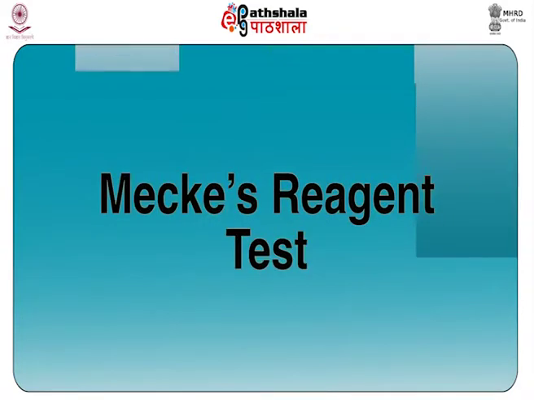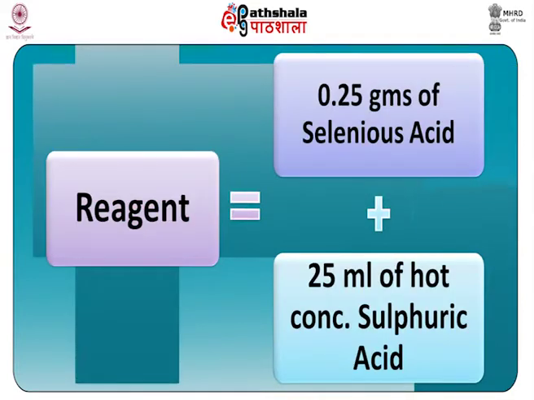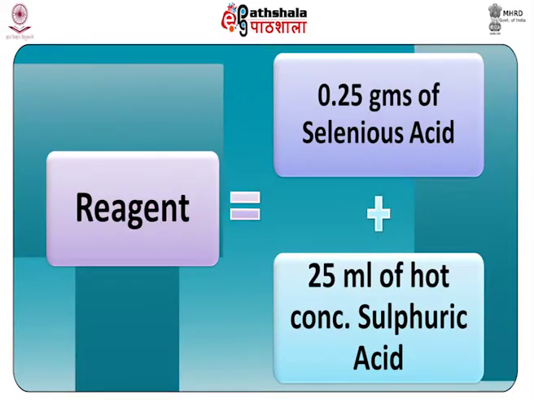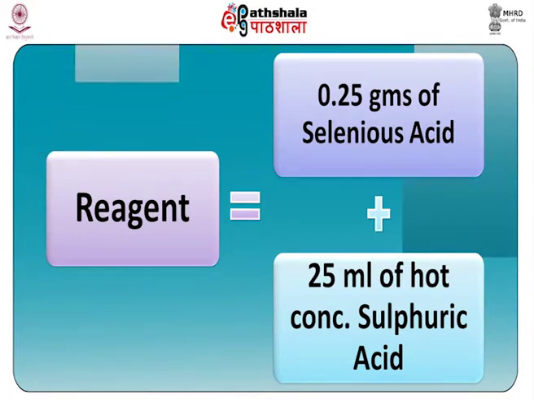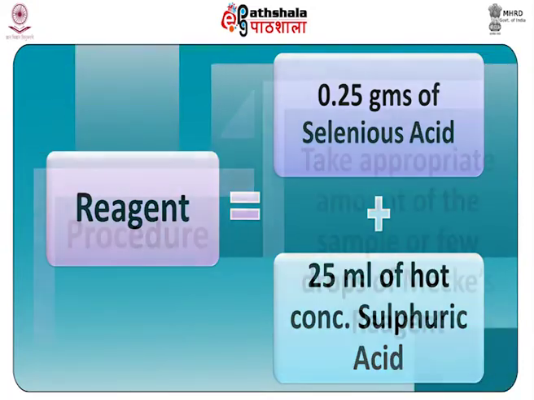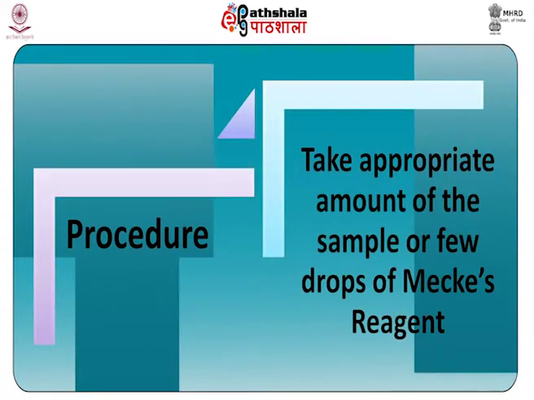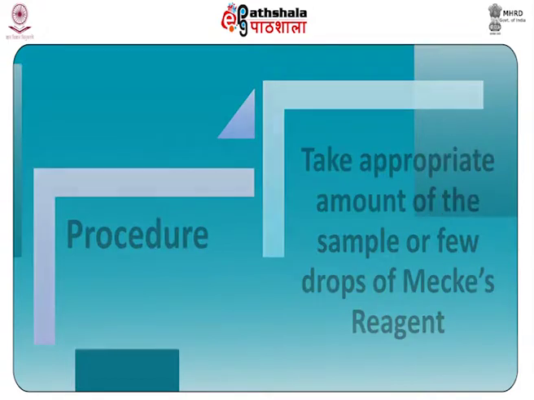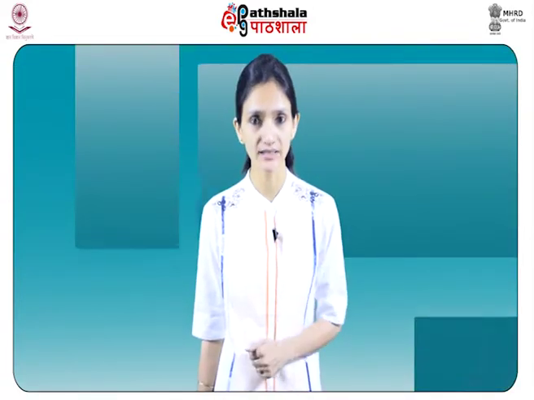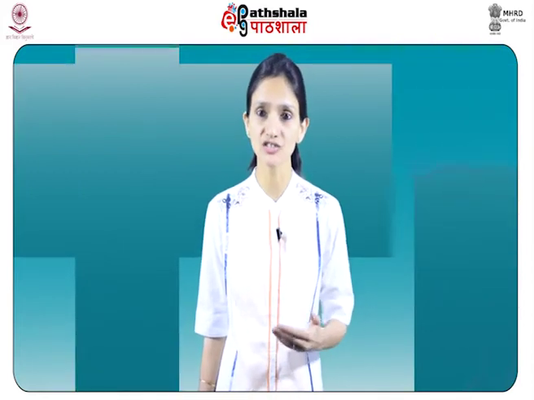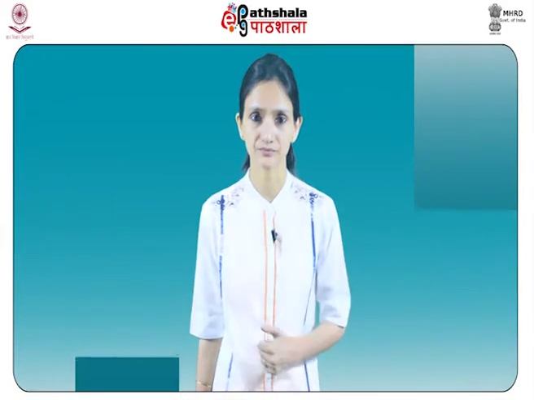Next is the Mecke's reagent test. First is the preparation of reagent. 0.25 grams of selenious acid is dissolved in 25 ml of concentrated sulfuric acid. Procedure: take an appropriate amount of the sample and add a few drops of Mecke's reagent. Orange color indicates the presence of mescaline and green color changing to blue-purple indicates the presence of MDA.